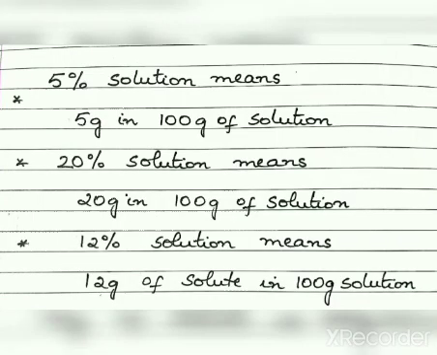Sometimes you may find solutions marked as 5% solution, 20% solution, or 12% solution. So what does it mean? 5% solution means 5 gram in 100 gram of the solution. That is, 5 gram of the solute is dissolved or present in 100 gram of the solution.